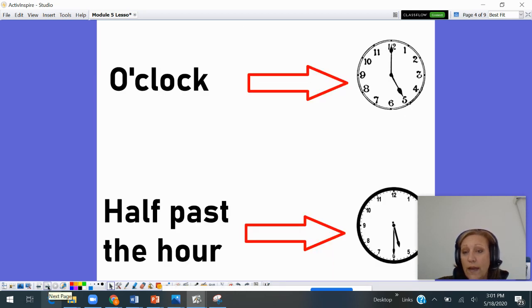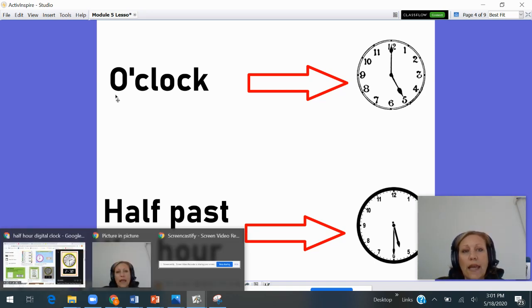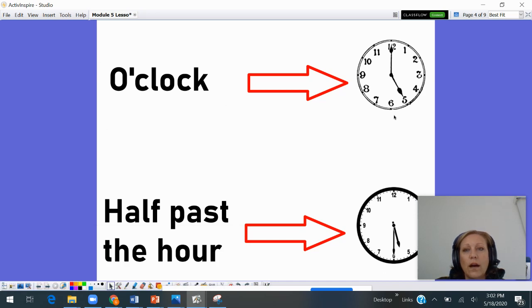Okay, I'm glad that you had that little practice. We did that to the o'clock. Now, just a little review. You can see that this is an analog clock. We have o'clock. You can see that the little hand is pointed to the 5, the long hand is pointed to the 12. The long hand is the minute hand, and the short hand is the hour hand. So this is 5 o'clock.